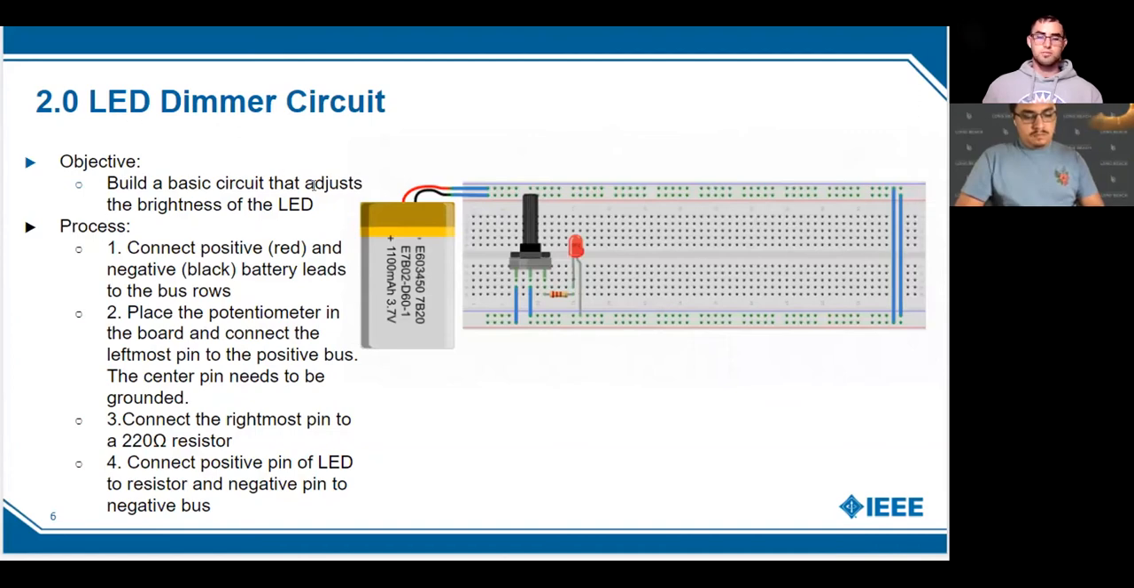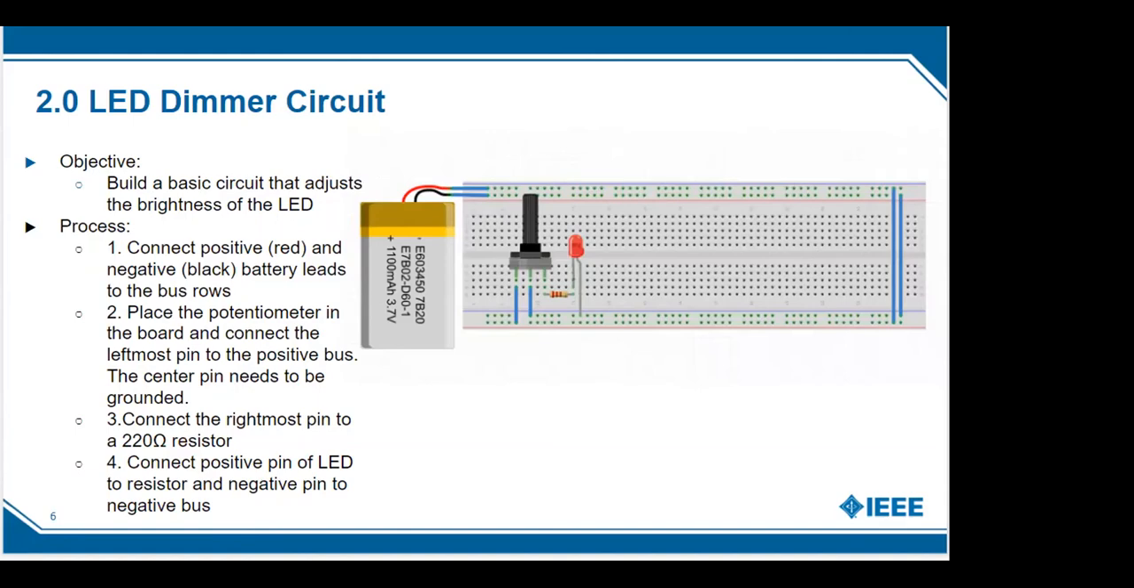So here I have an LED dimmer circuit. I've demonstrated this one in the past, but it's basically the same setup. I have the positive and negative terminals of the battery connected to the positive and negative bus rails on the top.